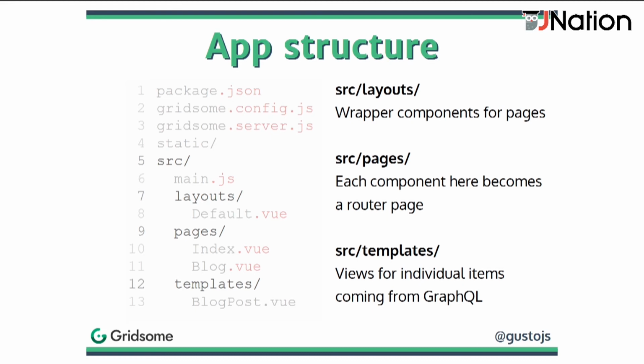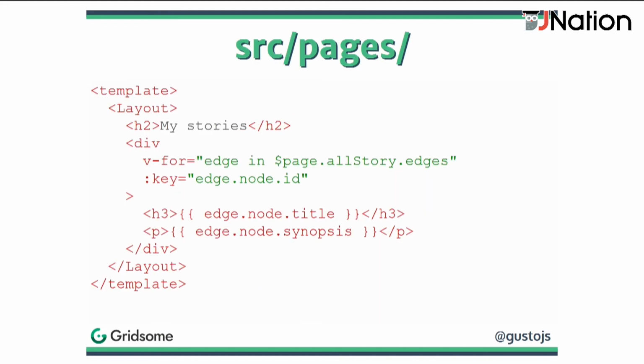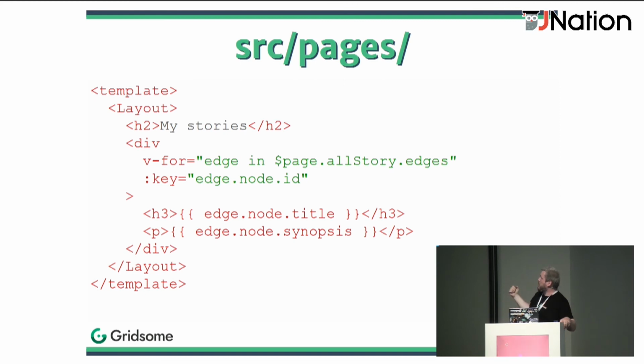So if we, for example, have a blog, then the list of posts would be covered in the page component, but individual post would be covered by a template component. Here's the template part of page component. We will download all our stories from API and display them.